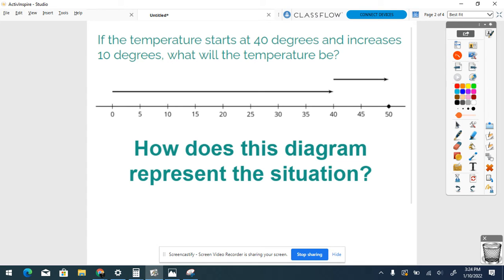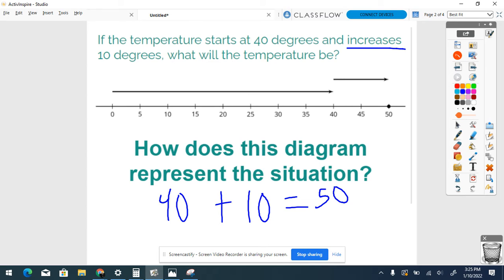If the temperature starts at 40 and increases 10 degrees, what will it be? Well, if my temperature starts at 40, okay, I'm starting with 40. Our last unit was all about increasing and decreasing. So we should know if it says increase, that means addition. An increase is 10 degrees. Well, 40 plus 10, we know is 50.